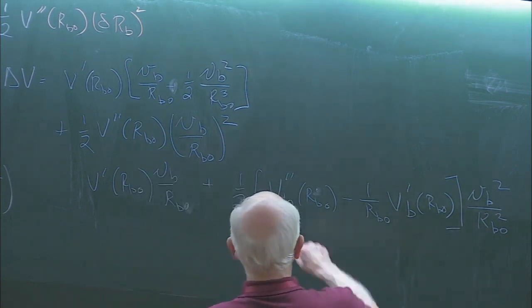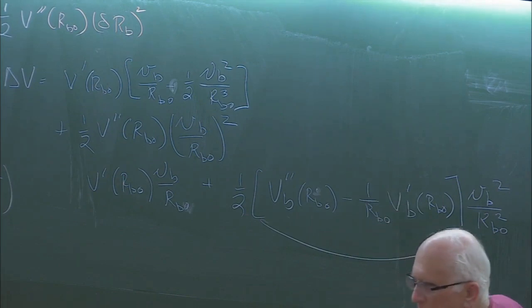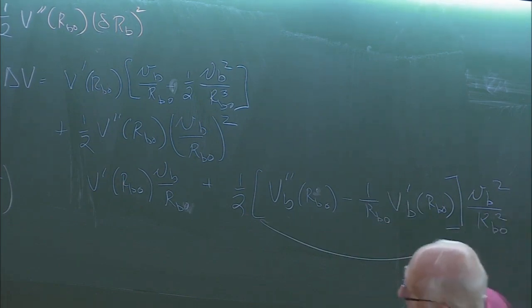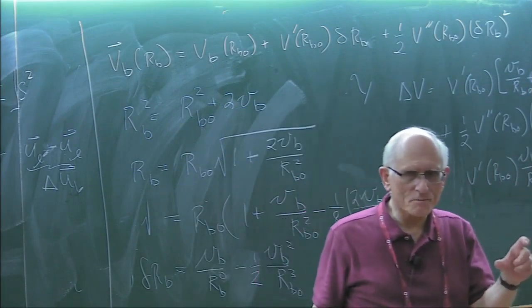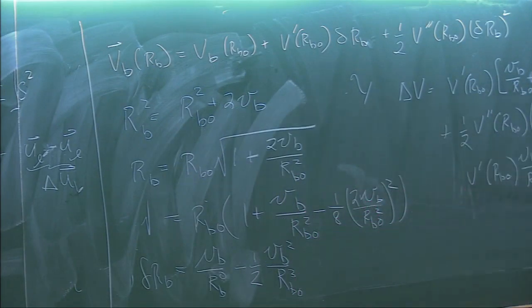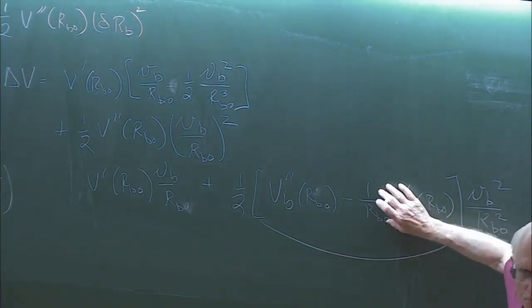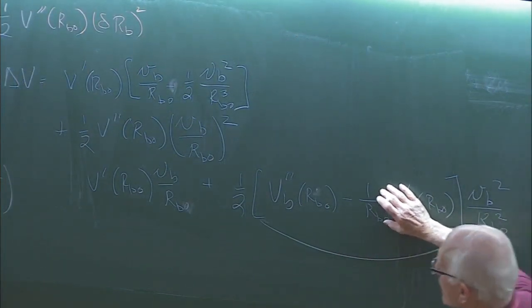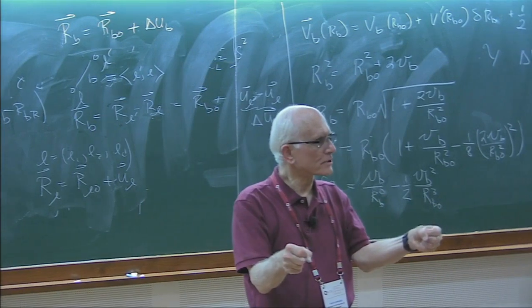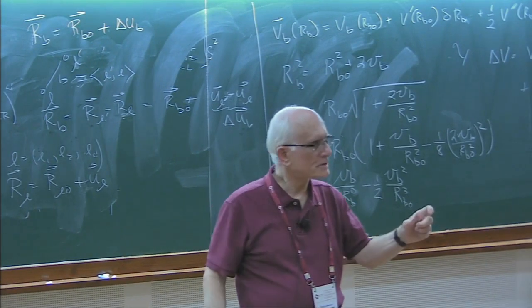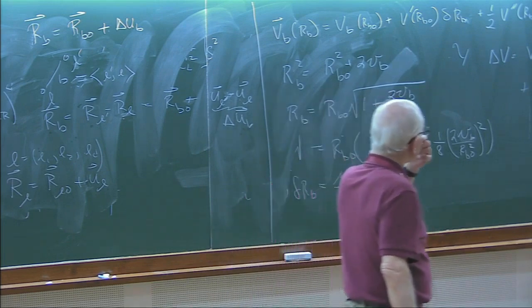If it turns out that our system is such that every spring is at its preferred length, R_B0, then of course this term goes away because the V primes are not there at all. You could also use this formalism for something uniform. Suppose you took a lattice in which all of the springs are at their happy length, and then you compress it with external pressure. Then the external pressure would induce tension in the bonds.